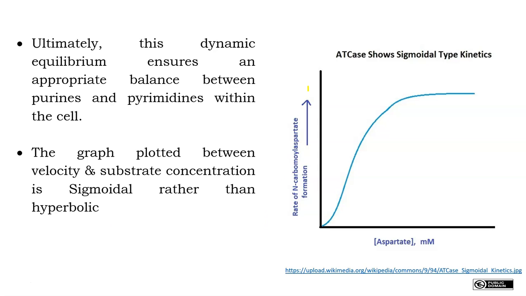And this is the graph plotted between the velocity of the reaction and substrate concentration, which is sigmoidal. This is the sigmoidal graph which is characteristic of allosteric enzymes. This indicates that ATCase is an allosteric enzyme.